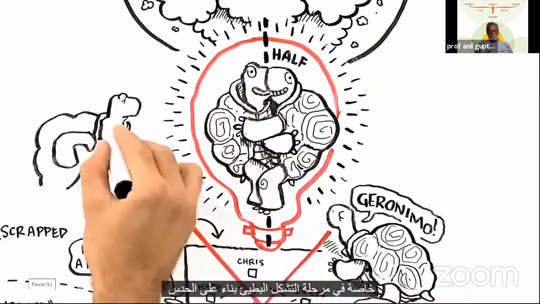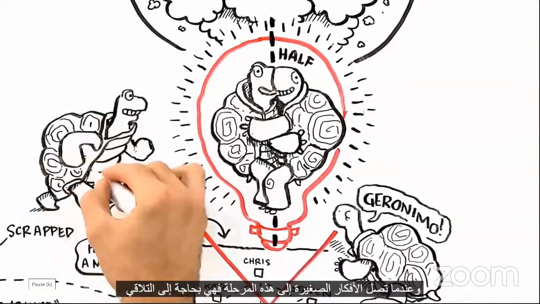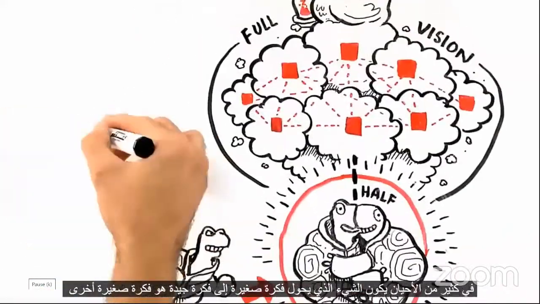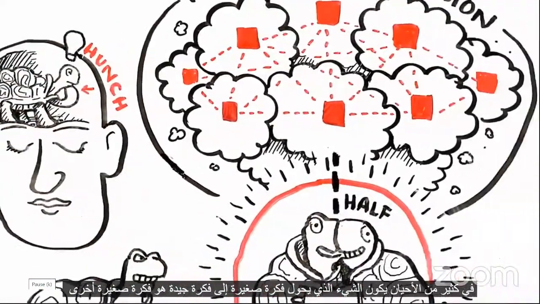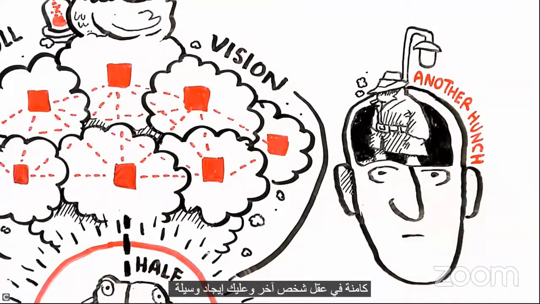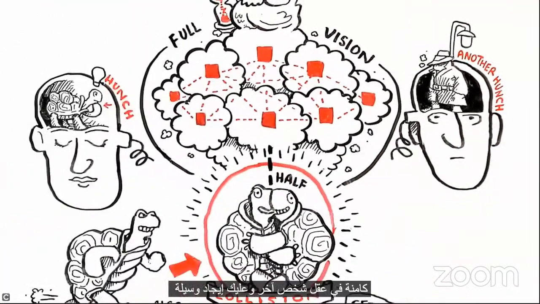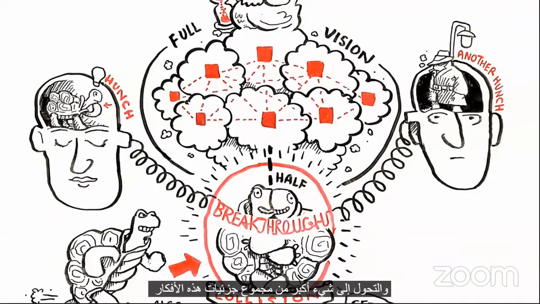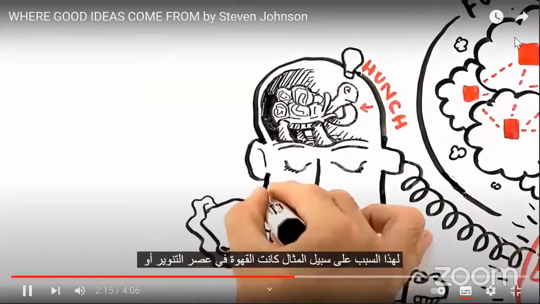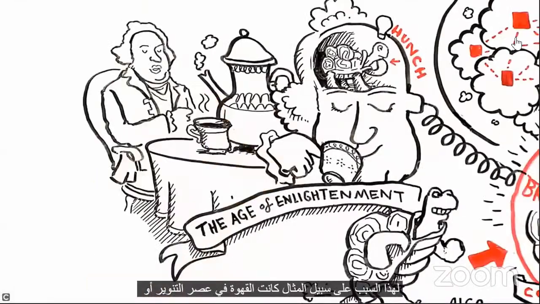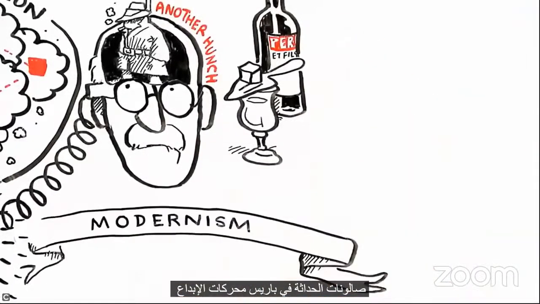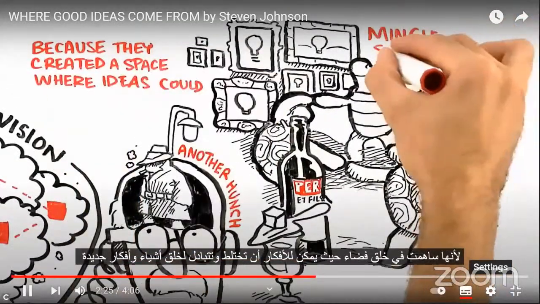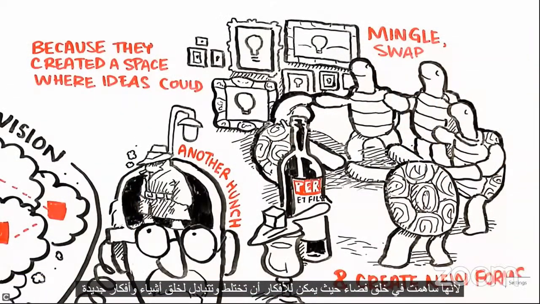The other thing that's important when you think about ideas this way, in this hunch state, they need to collide with other hunches. Oftentimes, the thing that turns a hunch into a real breakthrough is another hunch that's lurking in somebody else's mind. And you have to figure out a way to create systems that allow those hunches to come together and turn into something bigger than the sum of their parts. That's why, for instance, the coffee house in the Age of Enlightenment, or the Parisian salons of wine, were such engines of creativity, because they created a space where ideas could mingle and swap and create new forms.